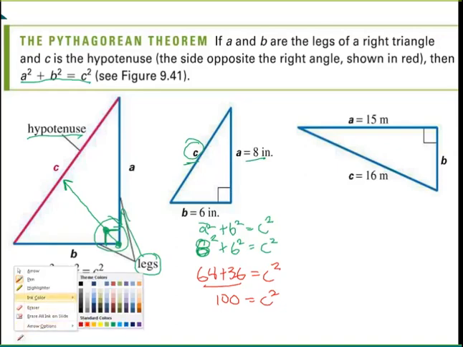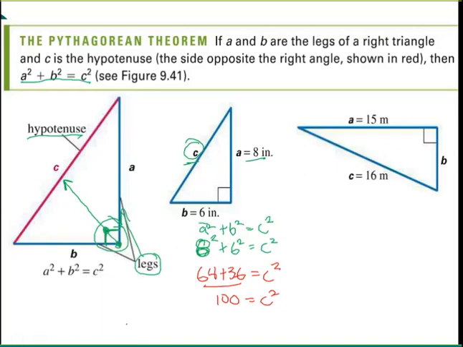Square root of c squared is c, and the square root of 100 is 10. So 10 equals c. That means this third side, c, is 10.